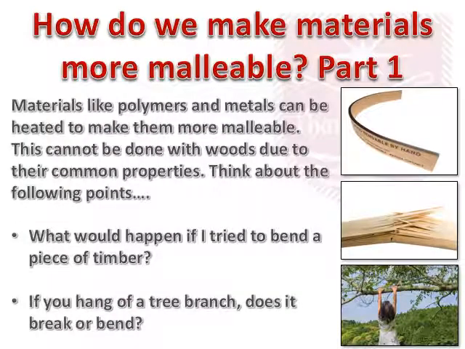So how do we make materials more malleable? I'm going to discuss two ways to do this. If you were to try and bend materials like polymers and metals, you can usually heat them to make them more malleable. So you heat up a piece of steel in a forge, and then you could hammer it and it would bend because it's more malleable when you heat it.